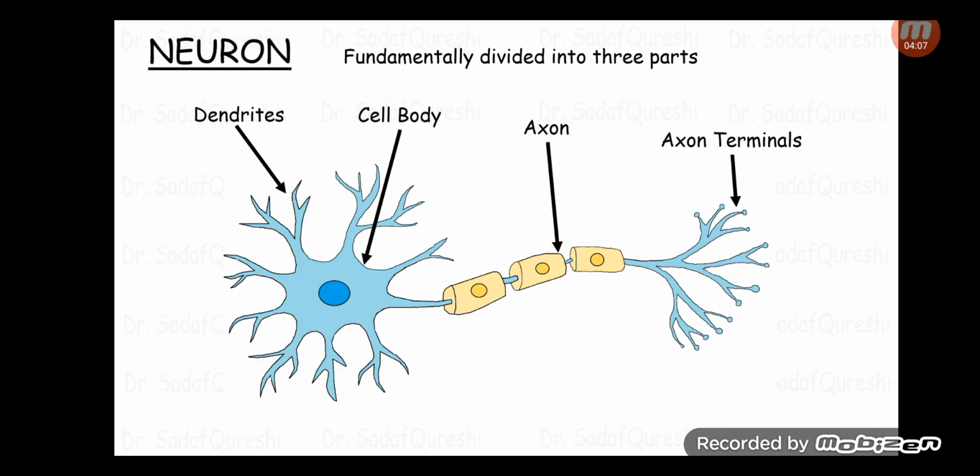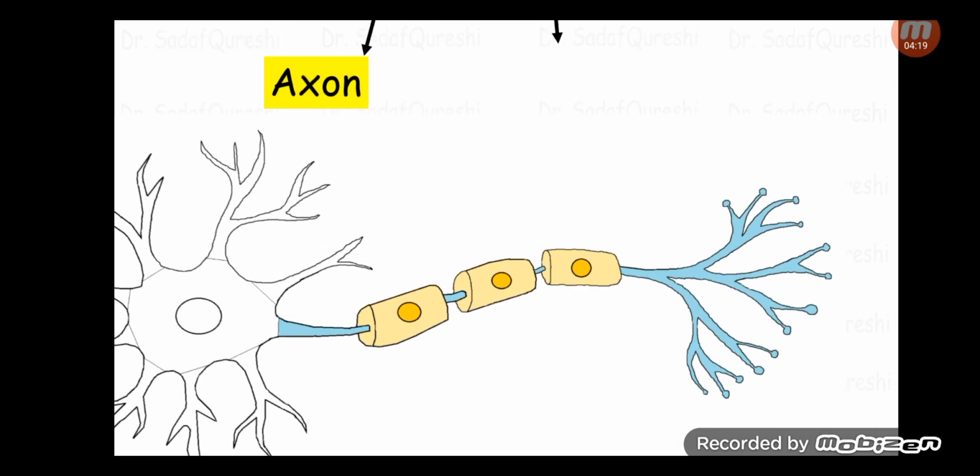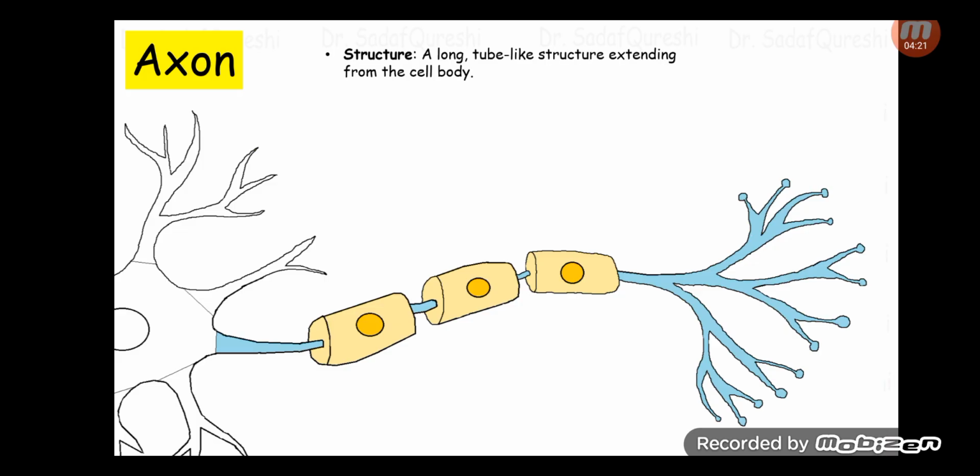Then the second and third part we are going to talk about in the neuron is the axon. The colored part in the diagram of the neuron is showing the axon. Let's enlarge this diagram and we will talk about the axon. The axon is a long tube-like structure that extends from the cell body, and its function is to conduct electrical impulses away from the cell body to other neurons or effector cells. Effector cells may be any glandular cells or muscle cells.